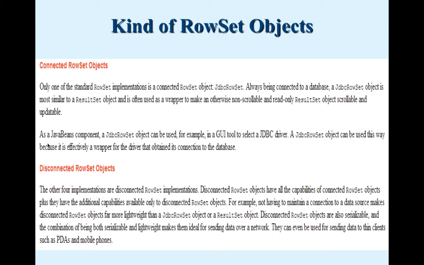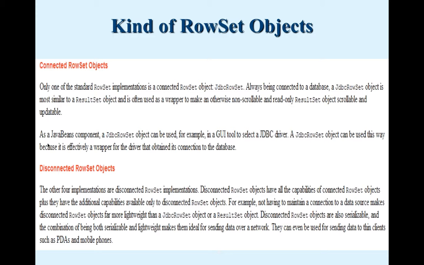Disconnected row set objects have all capabilities of connected row set objects. Plus, they have additional capabilities available only to a disconnected row set. That means these are much heavier, much more functional than connected row set. For example, not having to maintain a connection to the data source makes disconnected row set objects far more lightweight than a JDBC object or a result set object.